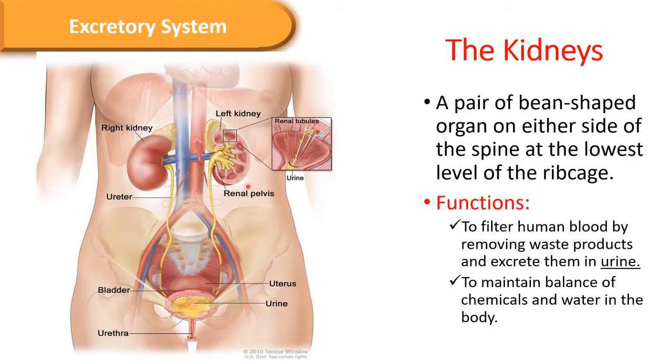And the function of these kidneys is to filter, meaning to screen, to pick up like, oh, this one I need, and this one I don't need, so remove it. That is your filter. So they filter human blood by removing waste products. Your waste products can be urea, water, some minerals, and some glucose. Those are examples of waste products, and the kidneys excrete or remove them in the form of urine.